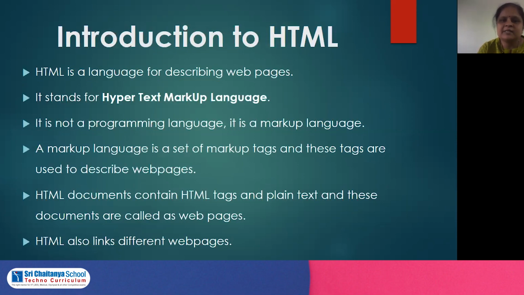So, what is this HTML? HTML is a language for describing web pages. You know, what is this describing? You might have observed in the browser when you open some web page, some text will be highlighted, some will be in different colors, some will be bold, some will be italic, some will be underlined. So how? Using the HTML tags, elements, attributes, those will be described, so that they are displayed like that only in the web page.